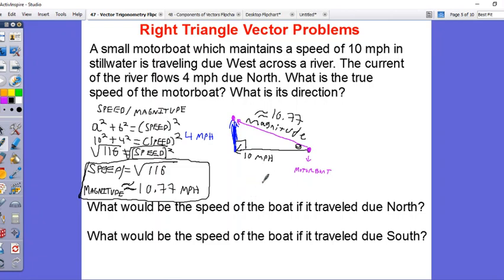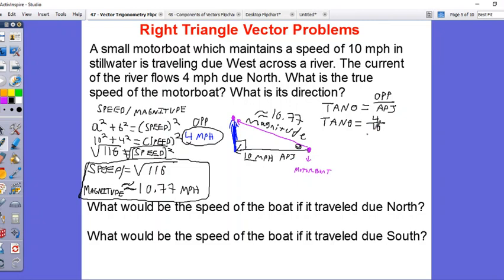Now I'm also going to have my direction, okay? And to find the direction, I can use my properties of the tangent function. So I know that the tangent of theta is equal to the opposite side over the adjacent side. So the tangent of theta is going to equal 4 is the opposite side. 10 is the adjacent side. Remember, 4 is the opposite side. 10 is the adjacent side.